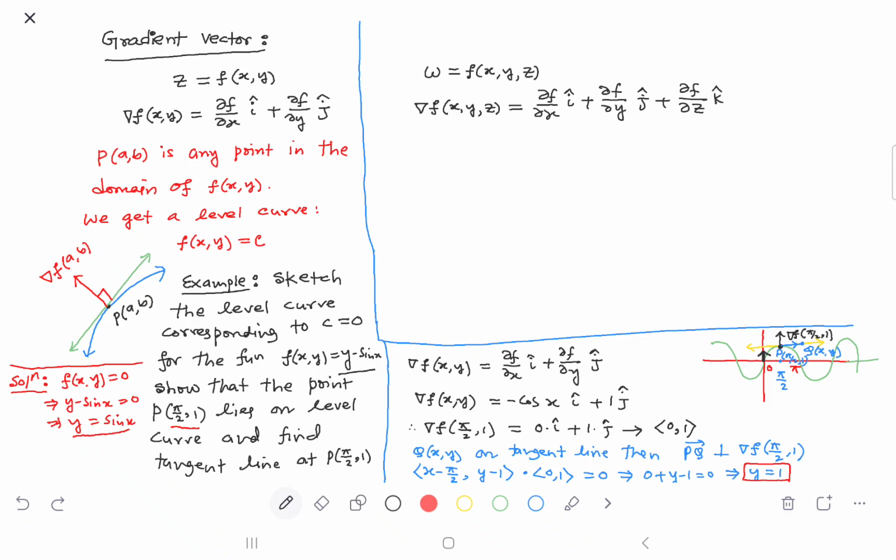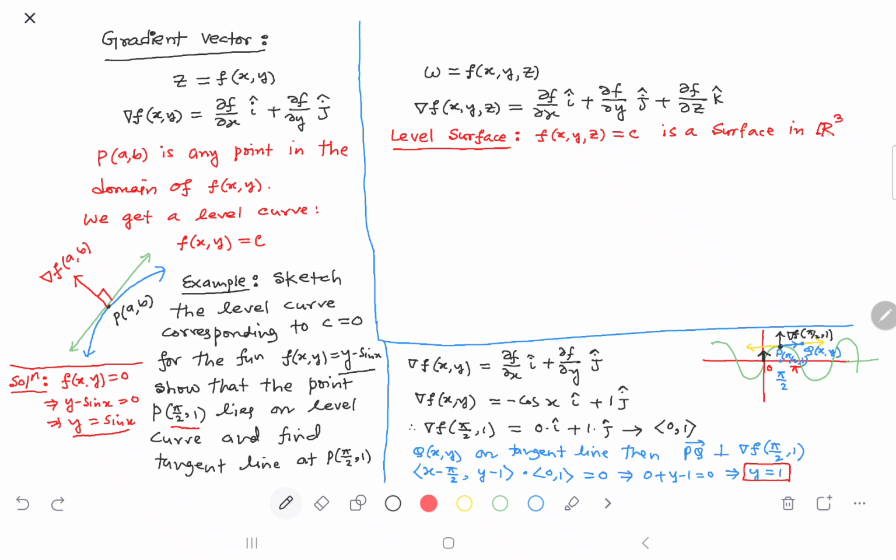Okay, this is for a function of two variables. What happens if you have a function of three variables? Now see, in this case you will get a level surface. So a level surface means the relation between x, y, z equals some constant c. So this is a surface in R3.